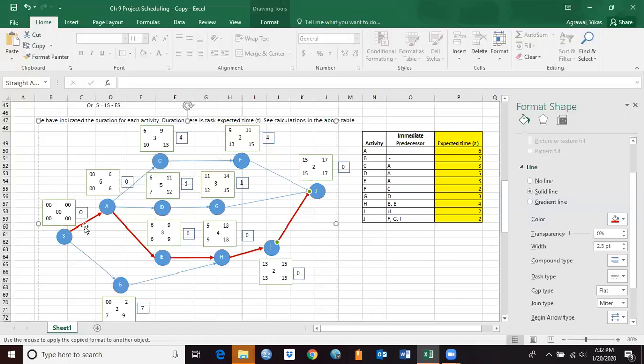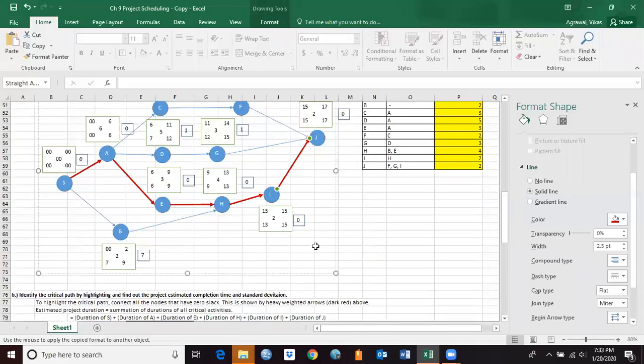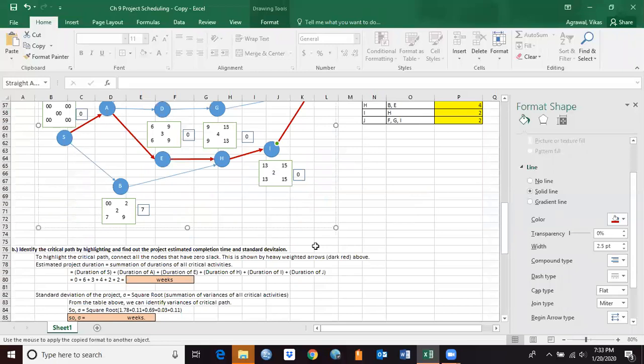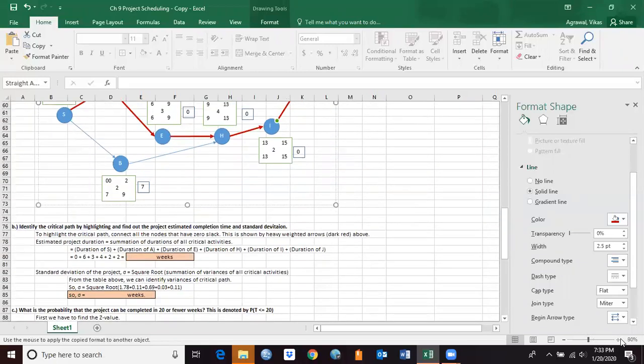If you sum up the durations of all the critical activities, you will get the project duration. So it's going to be 6 plus 3 equals 9, plus 4 equals 13, plus 2 equals 15, plus 2 equals 17. Okay, that's your project duration. So let's go back to the second question here.